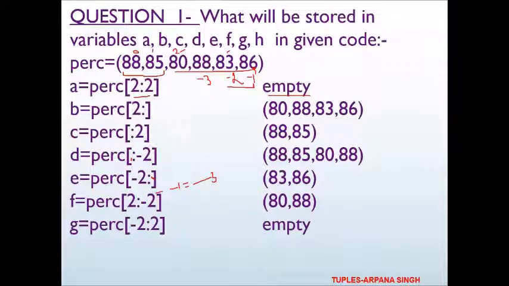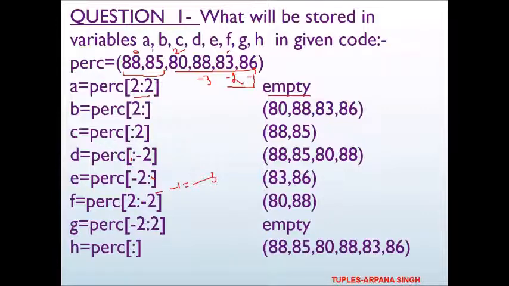Now g is equal to PERC[-2:2]. So it will again be empty. And if you write only a colon, if nothing is written in the first part, it means the beginning of the tuple. If nothing is written in the second part, it means the end of the tuple. So the whole tuple will be displayed.